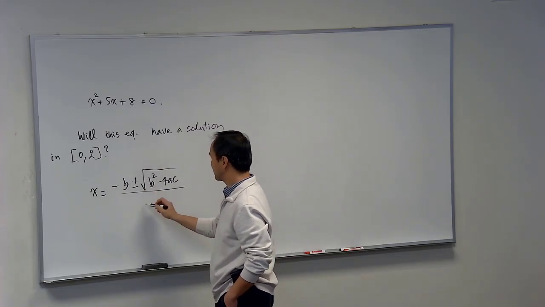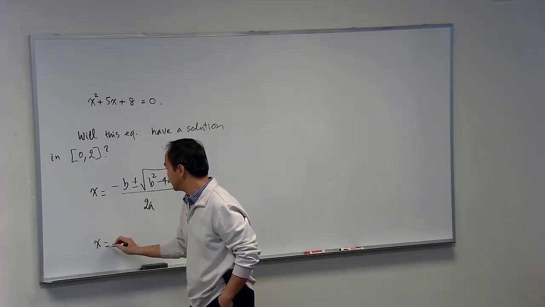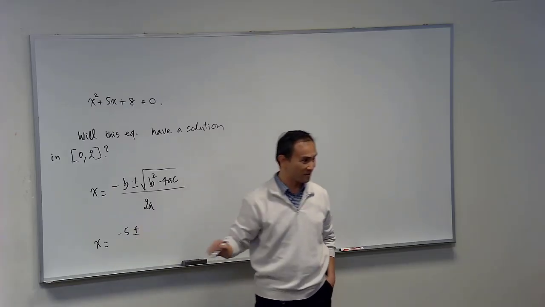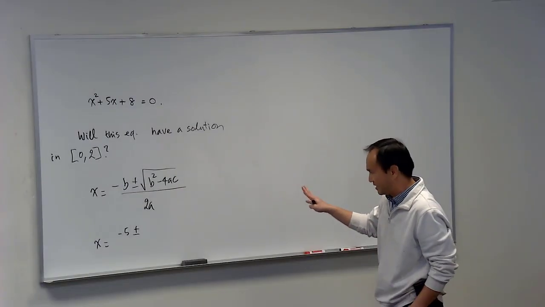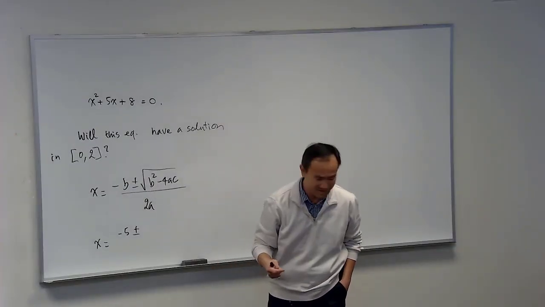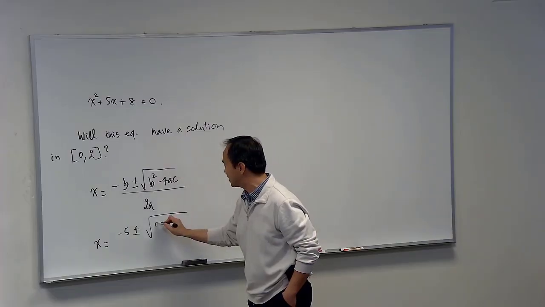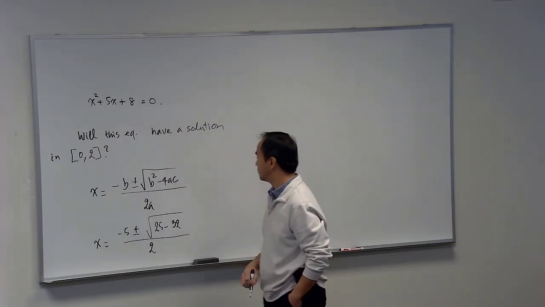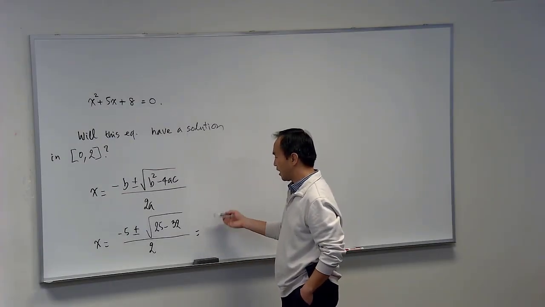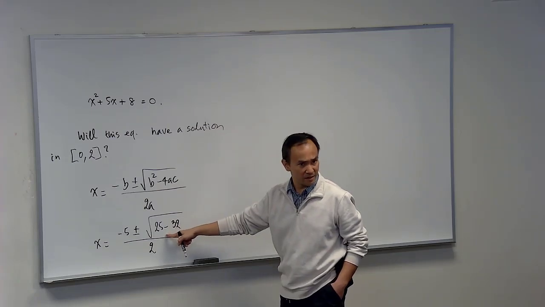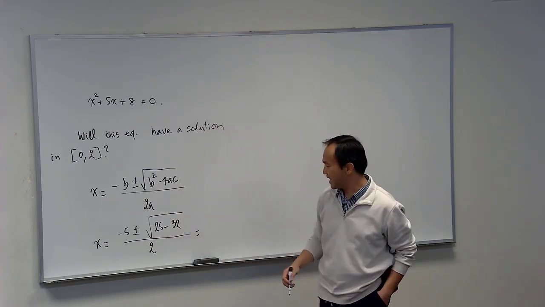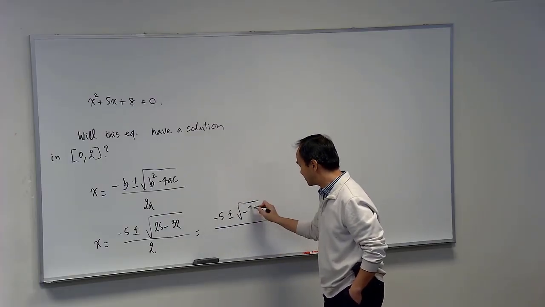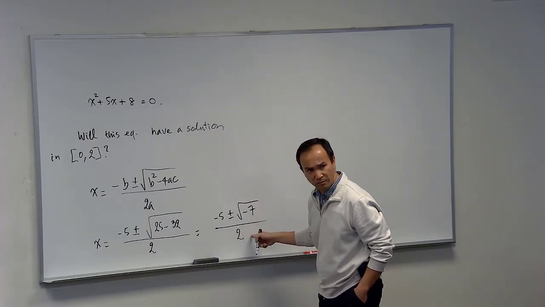Over 2a, and so that brings me to minus 5 plus or minus. You're all still comfortable with the quadratic formula, right? I'm not saying it's the fastest route, but it always guarantees you arrive at some solution. The square root of b squared here is 25, minus 4 times, so minus 32 over here, over 2. Then you're going to end up with a complex number, because you notice there's going to be a negative right here. So from your pre-calculus days, let me write it down like this: minus 5 plus or minus the square root of negative 7, and then over 2. That's where the problem starts.